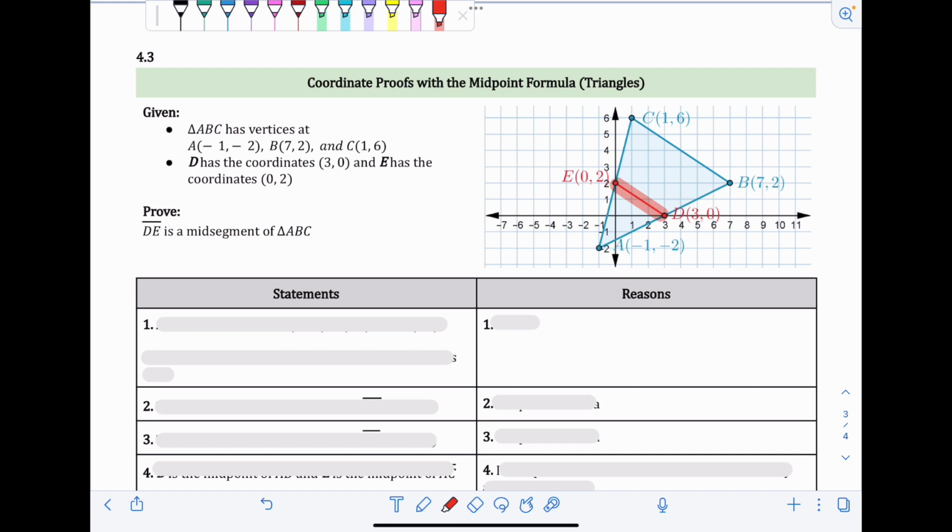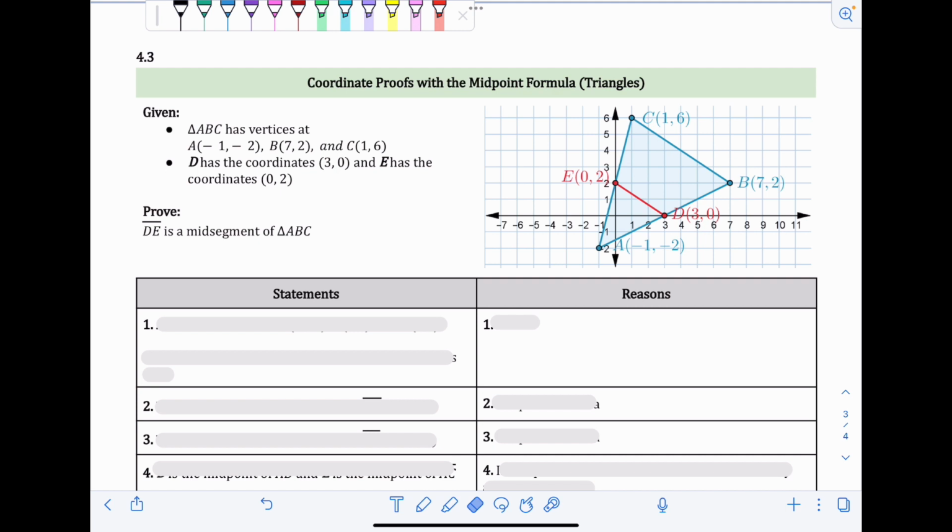So in order for it to be a midsegment, what a midsegment is, it's something like a little segment inside of a triangle that attaches to the midpoints of two of the three sides. So in order to prove that DE is a midsegment, we just need to prove that E is a midpoint of AC, and D is a midpoint of AB. So we have to find the midpoint using the midpoint formula and then just see if it ends up being the same point as D and E.